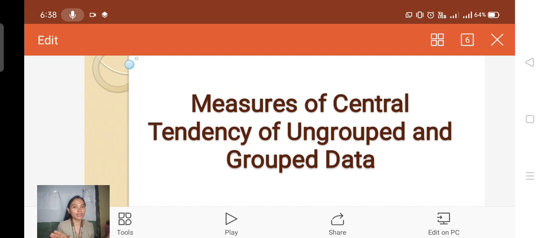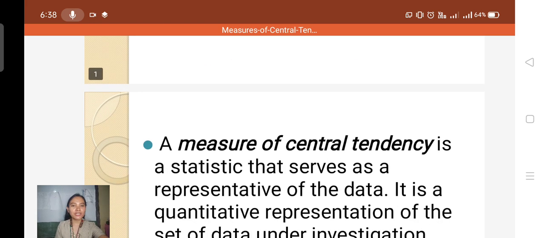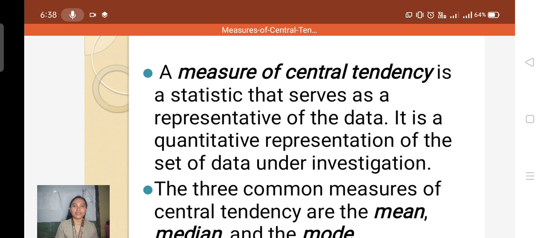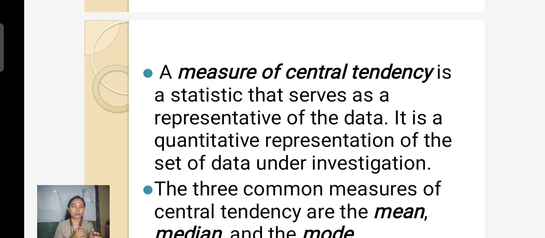So for this week 6, competency 2, you are going to learn how to calculate measures of central tendency of ungrouped and grouped data. Let's start. What is the measure of central tendency? It is a statistic that serves as a representative of the data. It is a quantitative representation of the set of data under investigation. And take note, there are 3 common measures of central tendency. These are the 3 M's: mean, median, and the mode.